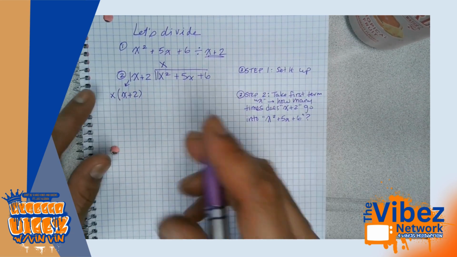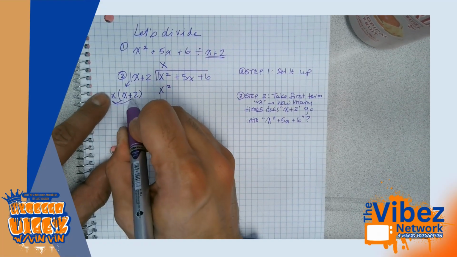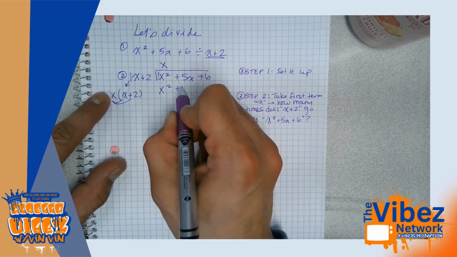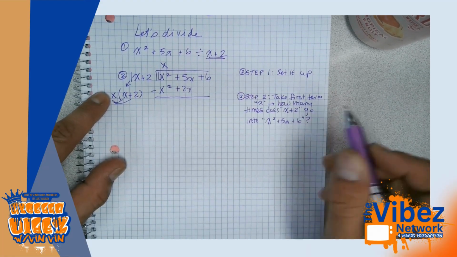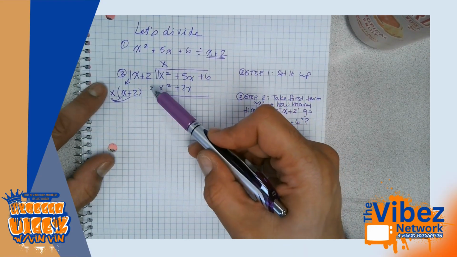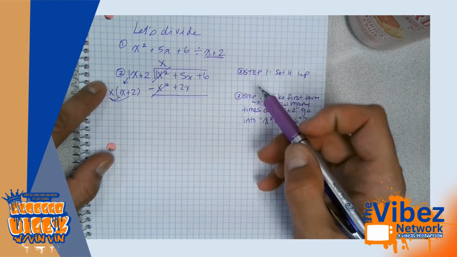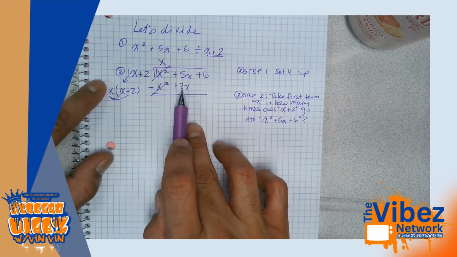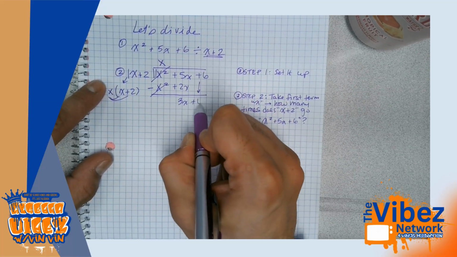x times x is x squared, so we're just going to distribute that, so x squared. And then x times a positive 2 is going to be plus 2x. We're going to make our line, and because we're talking about division, we're going to do a difference. x squared minus x squared is 0, it goes away. 5x minus 2x is 3x. And then we bring down the positive 6.